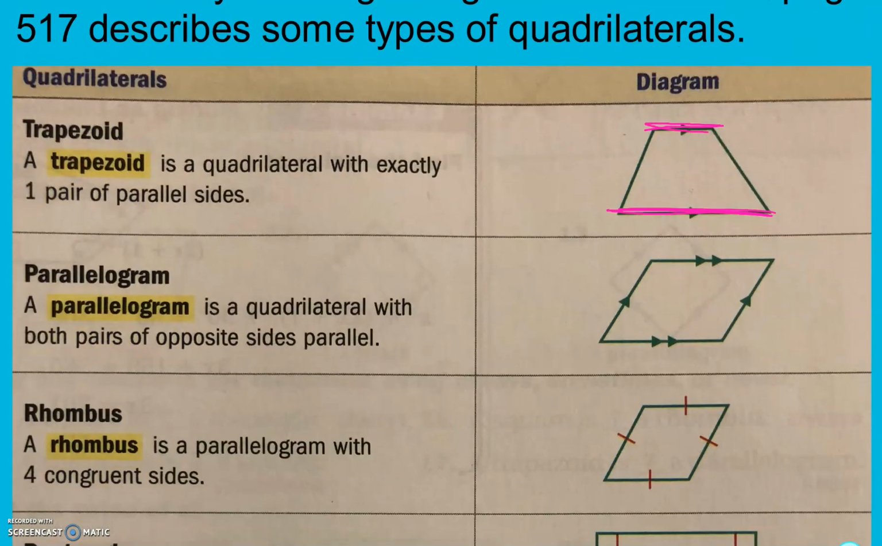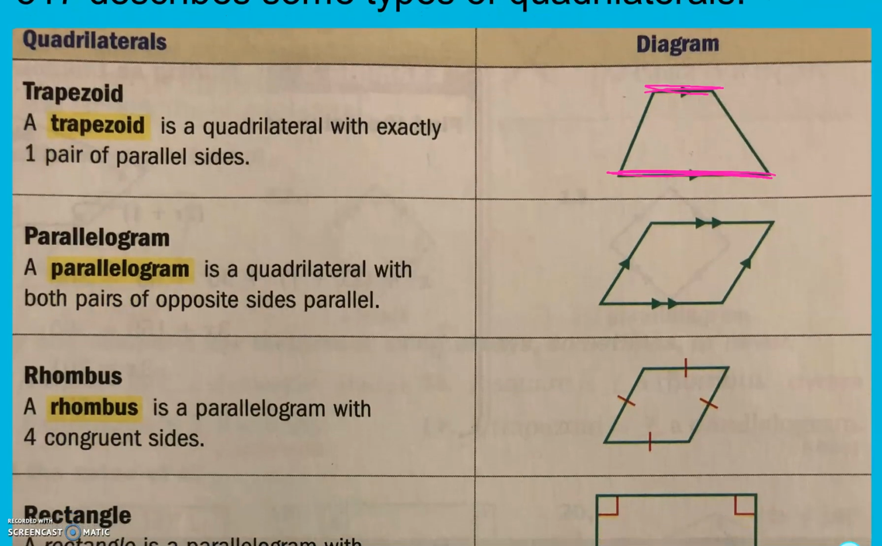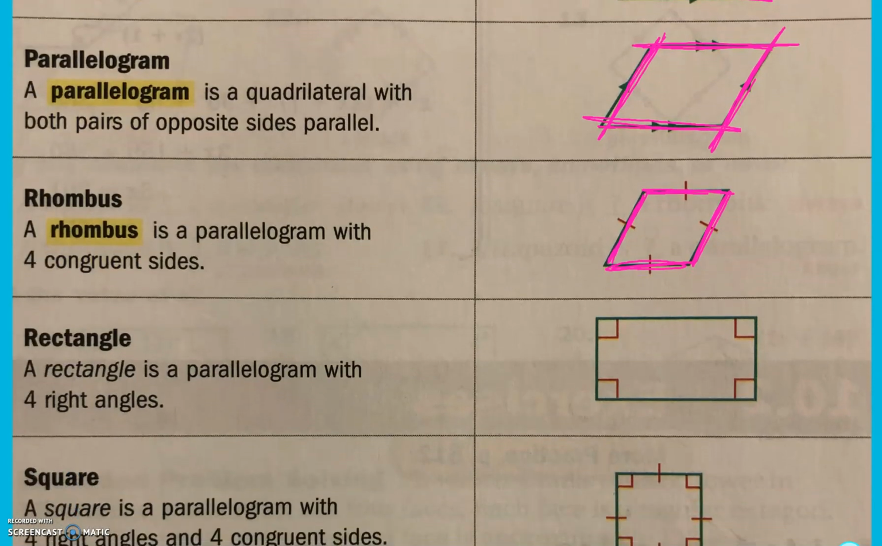A parallelogram is a quadrilateral with both pairs of opposite sides parallel, and they show us that with these 2 arrows. Since this one has 2 and this one has 2, those are parallel. Since this only has 1 and this only has 1, those are parallel. A rhombus is a parallelogram with 4 congruent sides, meaning they're all the same length. All 4 sides are the same length.